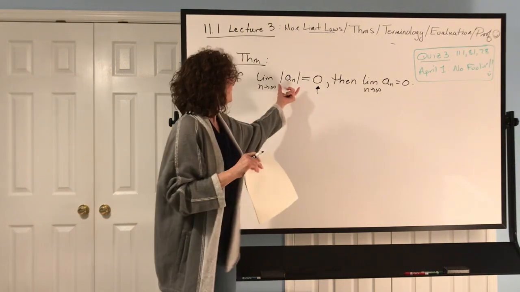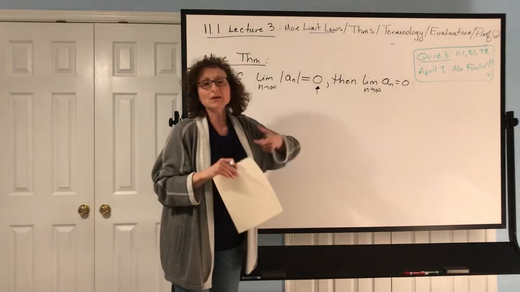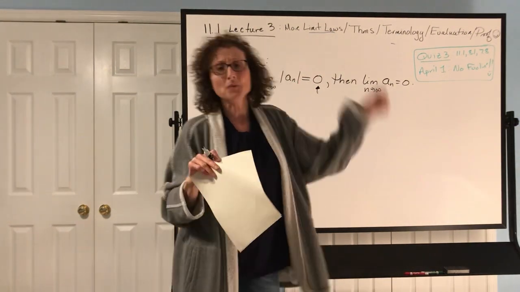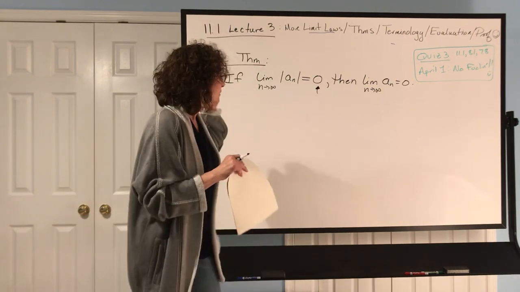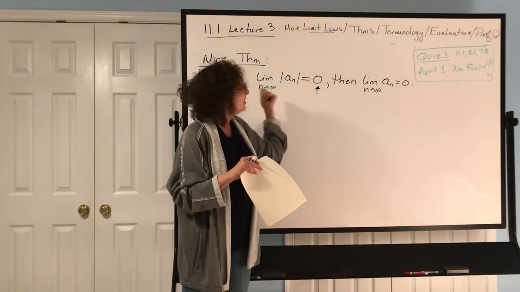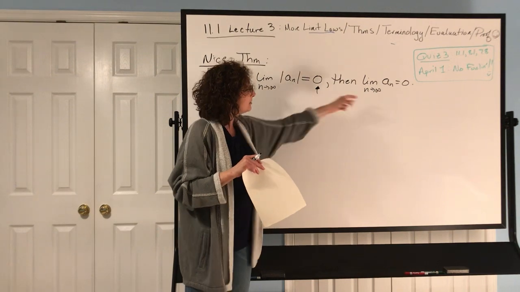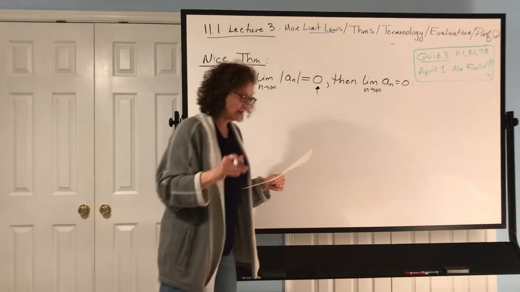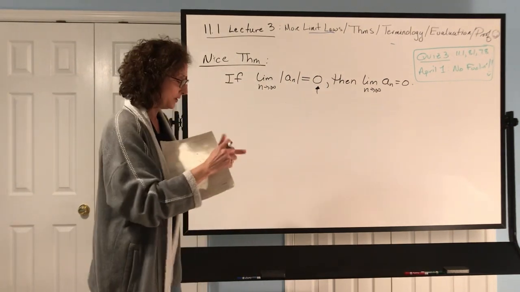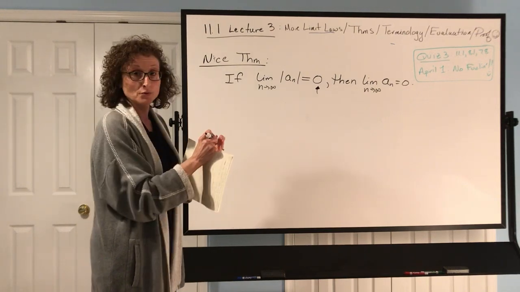Now why is this nice? Because if I take absolute value, then I don't have to worry about any sign changes, any of that weird bouncing back and forth stuff. I can just ignore anything that's negative, make it positive, and if the limit is 0, then the limit of my original guy is 0. So let's look at an example first before we talk about why this theorem is true, okay?